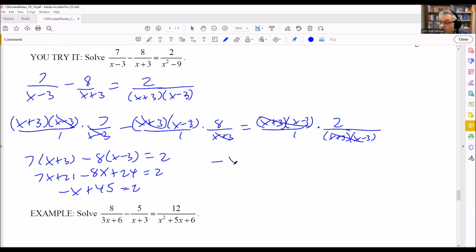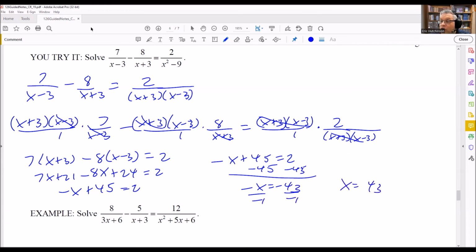We need to subtract from both sides. So this is what we have now. We're going to subtract 45 from both sides. We get negative x is equal to negative 43. Divide both sides by negative 1, and we end up with the answer of 43, which doesn't make any of the denominators 0. And that's going to be our answer, x equals 43.